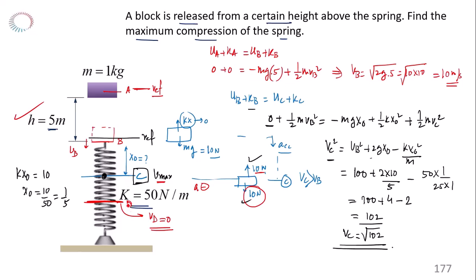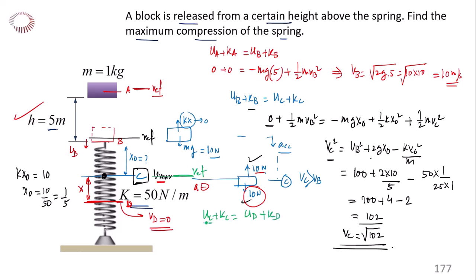Now I want to calculate what is the x length. Let us say this is the x. I want to calculate that. So again, I am applying the work energy theorem between C and point D. If I apply the work energy theorem between C and D, I write taking the reference at C point. Here I am changing the reference at C. So I am writing UC plus KC should be equal to UD plus KD.